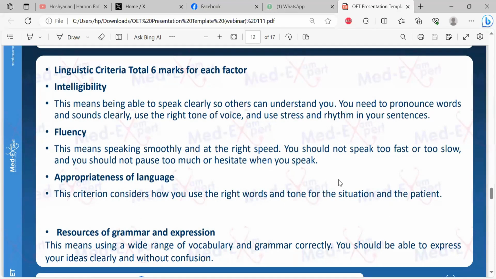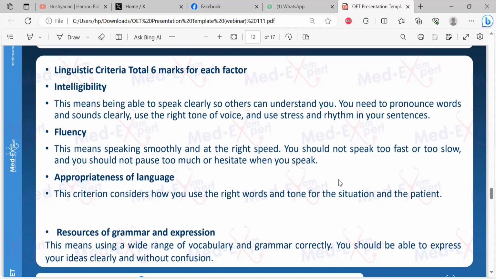Intelligibility means being able to speak clearly so others can understand you. You need to pronounce words and sounds clearly, use the right tone of voice, and use stress and rhythm in your sentences. Then there comes fluency. This means speaking smoothly and at the right speed. You should not speak too fast or too slow, and you should not pause too much or hesitate when you speak.